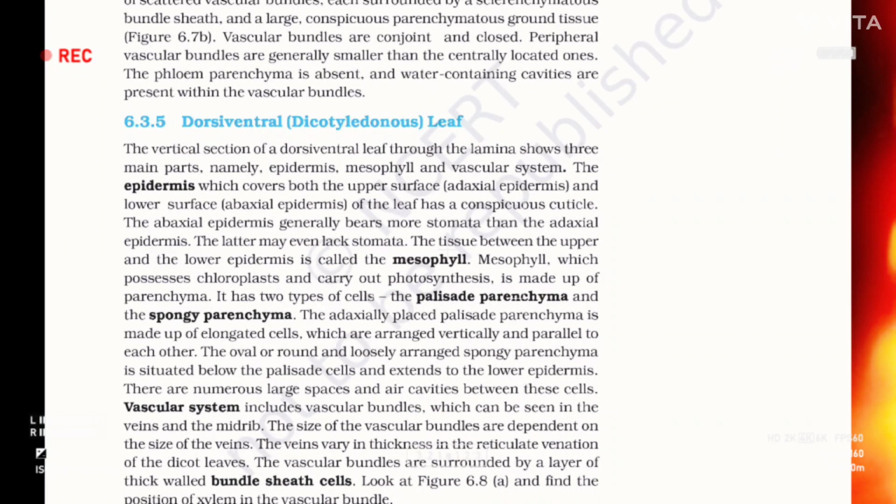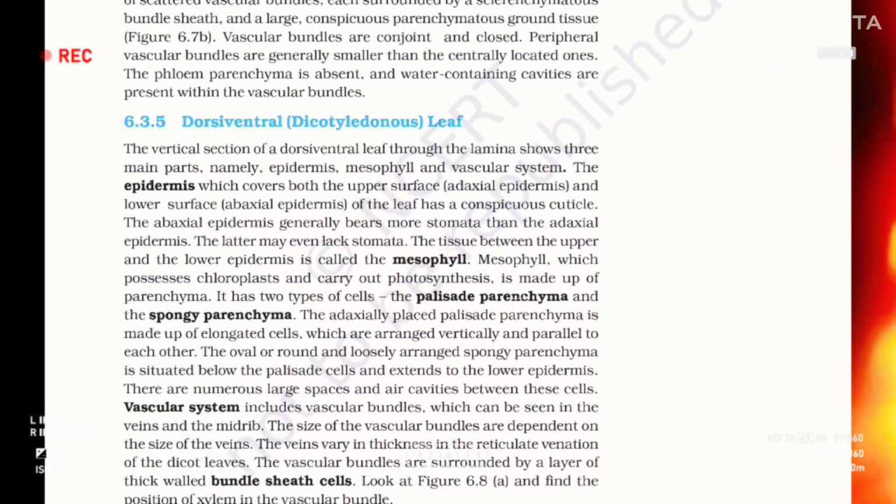The tissue between the upper and lower epidermis is called mesophyll. Mesophyll, which possesses chloroplasts and carries out photosynthesis, is made up of parenchyma. It has 2 types of cells, that is palisade parenchyma and spongy parenchyma. The adaxially placed palisade parenchyma is made up of elongated cells which are arranged vertically and parallel to each other. The oval or round and loosely arranged spongy parenchyma is situated below the palisade cells and extends to the lower epidermis. There are numerous large spaces and air cavities between these cells.